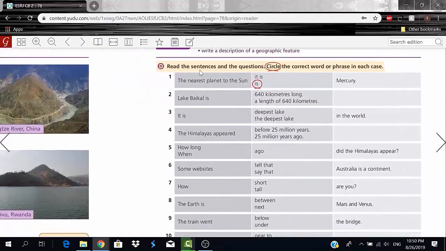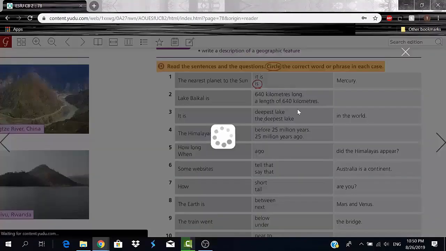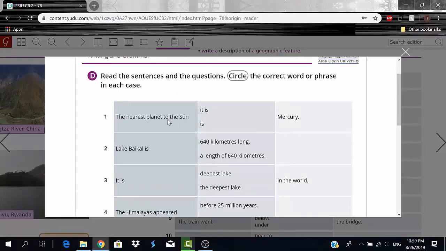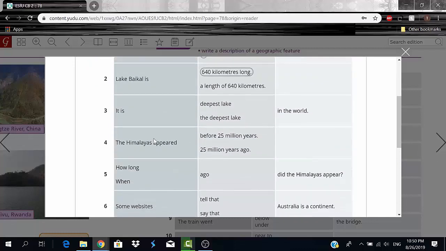Okay, so you guys know, read the sentences and questions, and we gotta circle the correct word or phrase in each case. So here we have number 1, the nearest planet to the sun, Mercury. So is, just normal is, I don't need to say it is, okay, is Mercury. Lake Baikal is 640 kilometers long. That's correct. Then we have number 3. It is the deepest lake in the world.